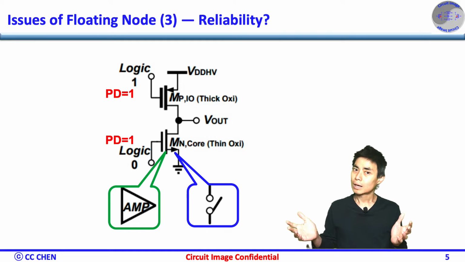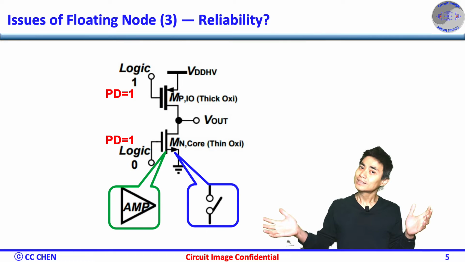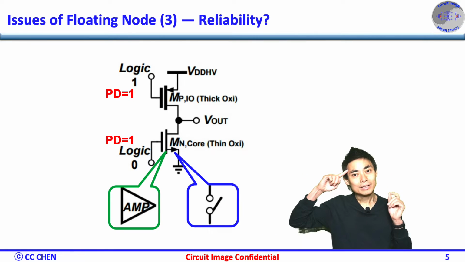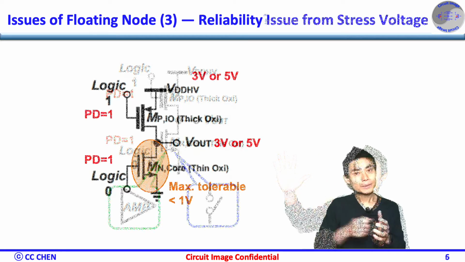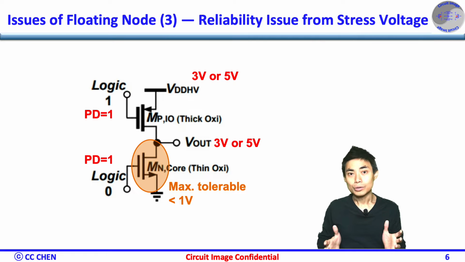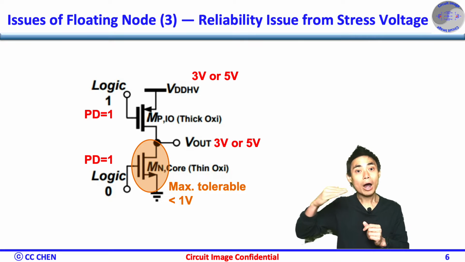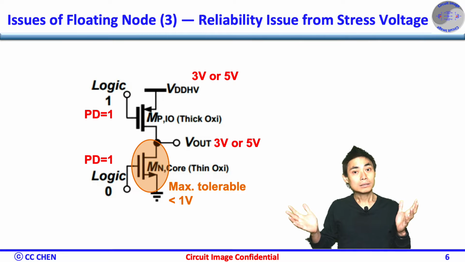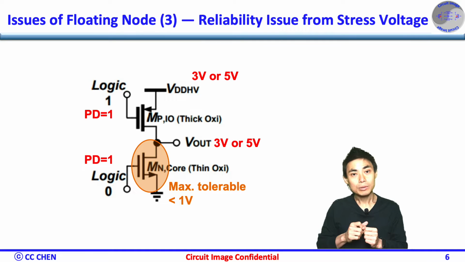Would that cause any issue if the output is floating? Think about the reliability images for 5 seconds. Bingo! From the 2 slides before, we know that the floating output will settle down to any voltage depending on the relative leakage between the I/O PMOS and core NMOS.